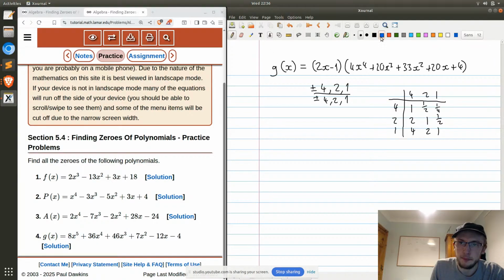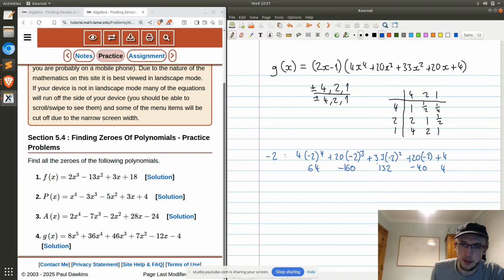Okay, let's do this. So 4 times -2 to the 4 plus 20 times -2 cubed plus 33 times -2 squared plus 20 times -2 plus 4. And that gives 64 for the first thing, -160 for the next thing, 132 for that, -40 for that, and 4 for that. And when you put them together, it does give you 0.